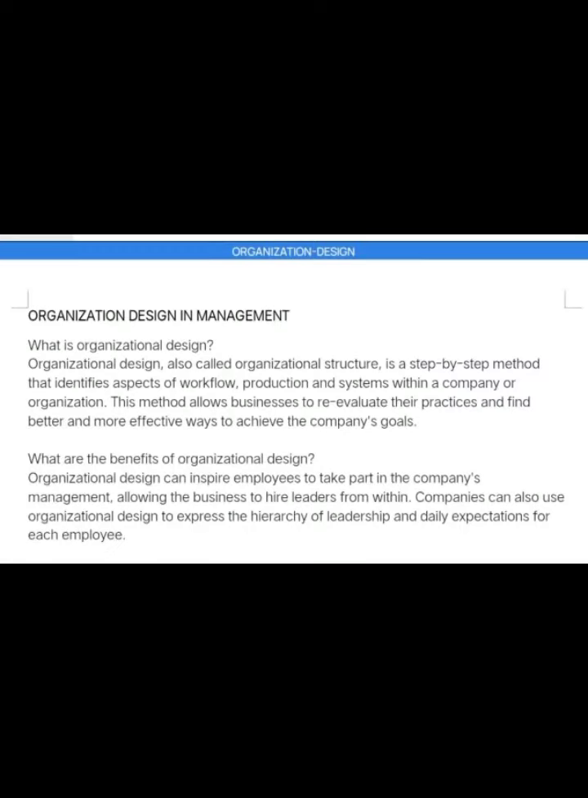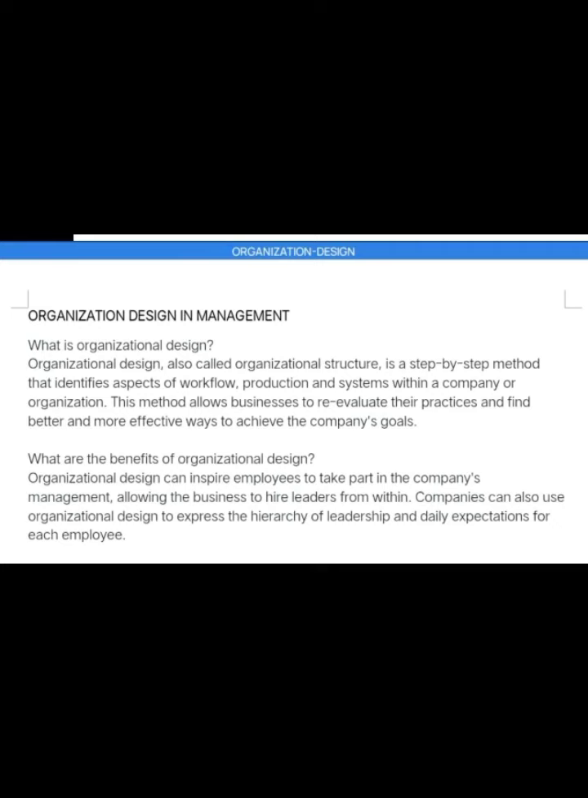Organizational design and management. What is organizational design? Organizational design, also called organizational structure, is a step-by-step method that identifies aspects of workflow, production, and systems within a company or organization. This method allows businesses to re-evaluate their practices and find better and more effective ways to achieve the company's goals.